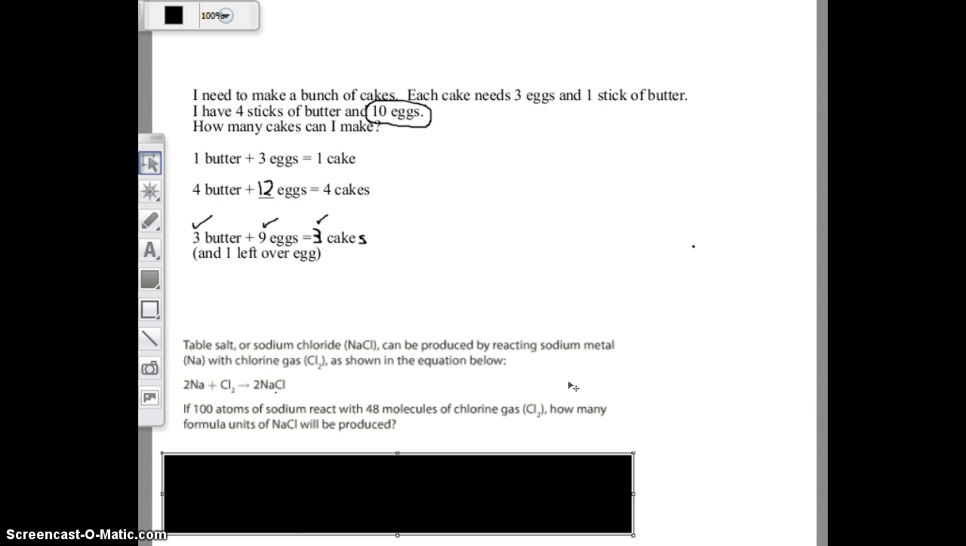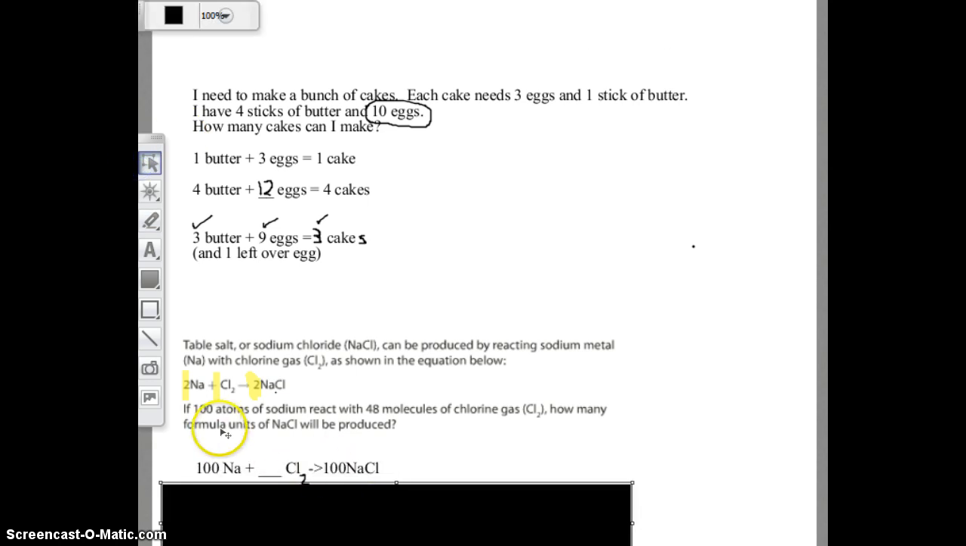2 atoms of Na plus 1 molecule of Cl2, meaning there's 2 chlorines bonded together into 1 molecule, yields 2 molecules of NaCl. If 100 atoms of sodium react with 48 molecules of chlorine gas, how many formula units of NaCl would be produced? The first thing you want to do is look at the ratio. So I need 2 Na for every 1 chlorine molecule to produce 2 molecules of NaCl.